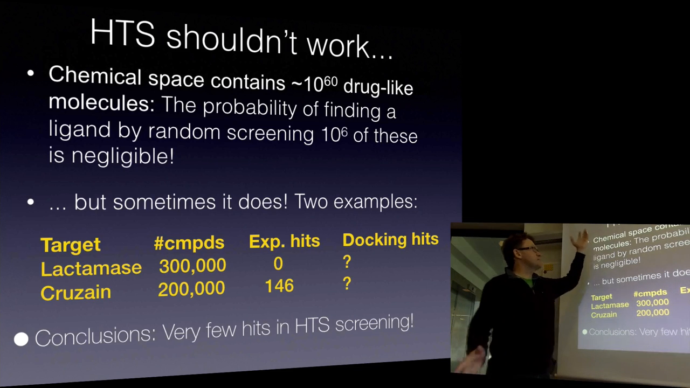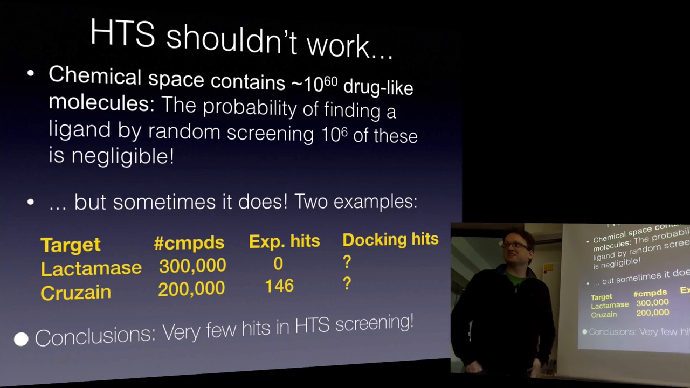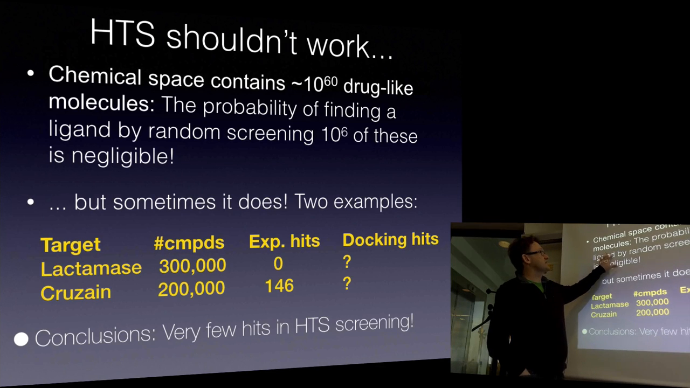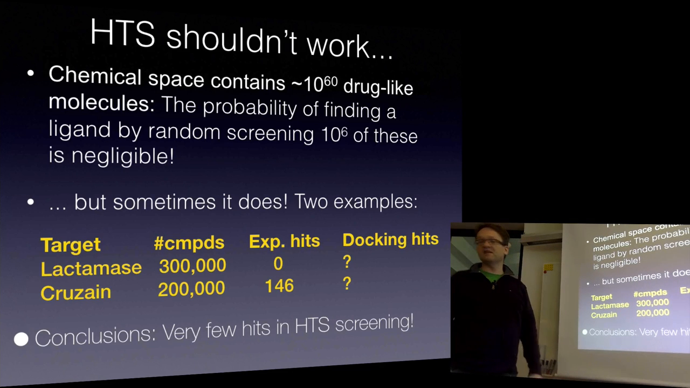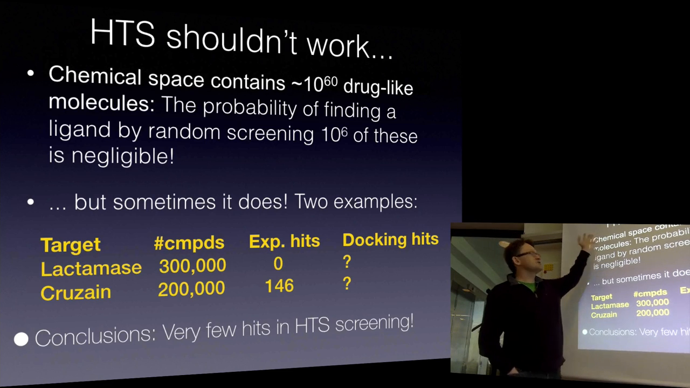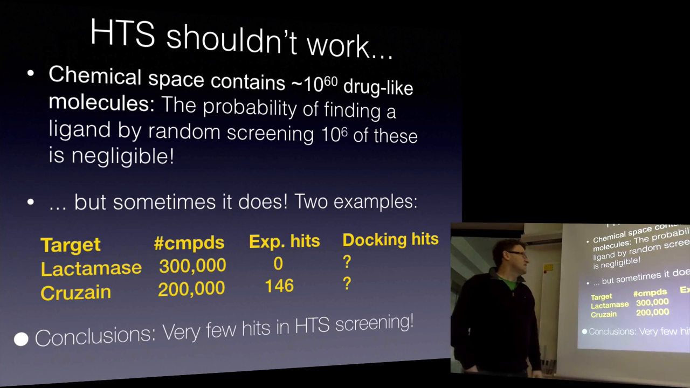The real space of chemistry molecules is on the order of 10 to the power of 60, if you look just at small molecules even. And even if you test anything that's reasonable, the probability of finding something is one in a million or much less, one in a billion probably. You're not going to find anything by searching randomly. Unless you have a receptor that binds virtually everything, but then virtually everything is going to bind to it too.